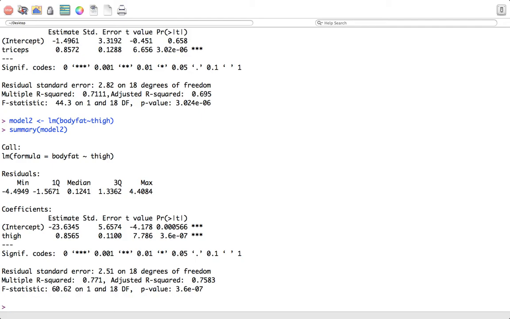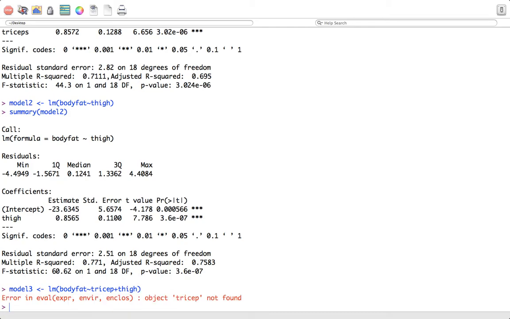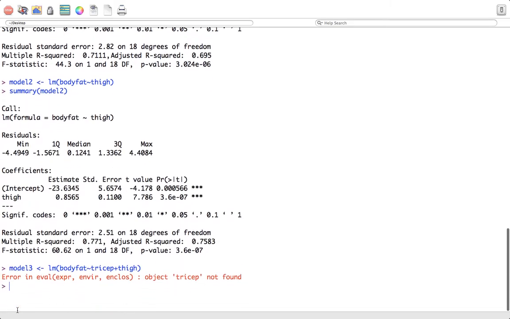Now what I'd like to do is create another model, model number 3, and I want to run the linear model where we predict body fat from both tricep and thigh. Okay, why didn't that work? Triceps.